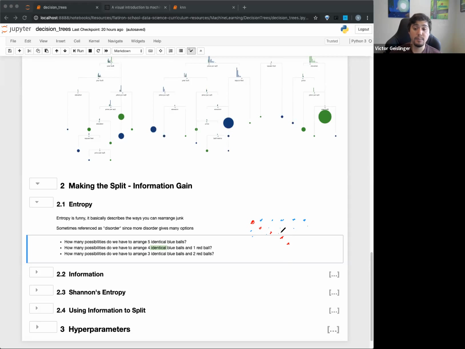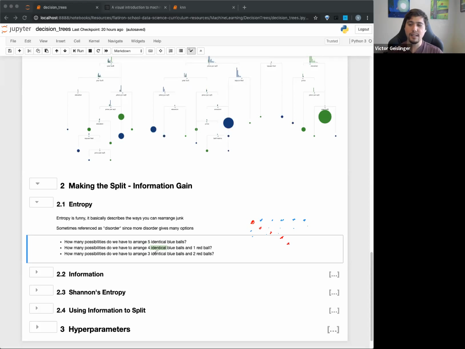So now what we say is the entropy of the system is larger when you have 4 identical blue balls and 1 identical red ball, because now you have more possibilities, more different ways to arrange them. And you can imagine as you get to 3 blue and 2 red, you have even more possibilities. So your entropy is increased. There's more information you have to use to describe your specific set's order.